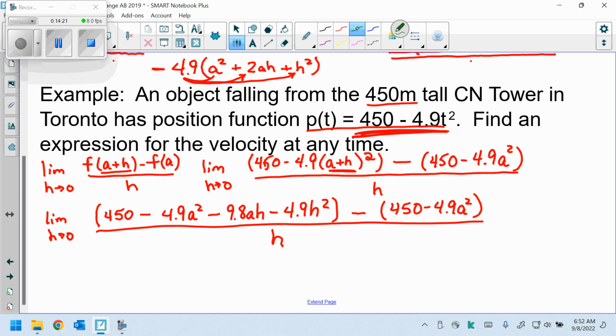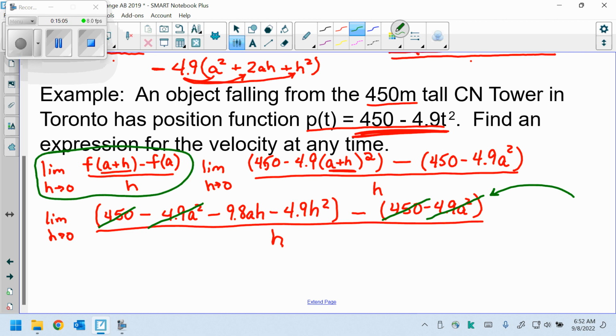But do you see how we could maybe simplify this thing? Do you see where you have a 450 minus a 450, and so that's gone? Do you see how you have a minus 4.9 a squared minus negative, or plus, 4.9 a squared? And this entire f of a goes away. And if you think that's a coincidence, think again, because that's going to happen every single time we do one of these limits as h approaches 0.